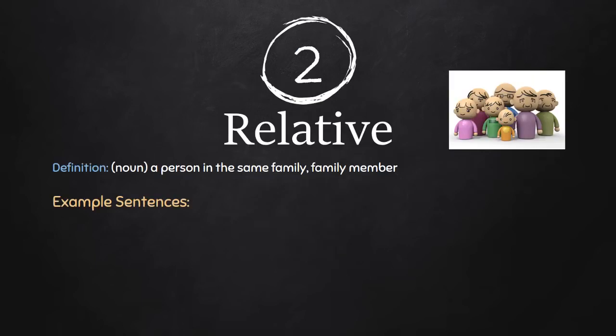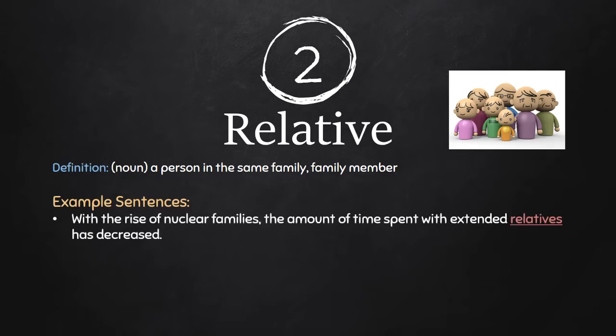Next is relative. A relative is a person in the same family, or a family member. And some example sentences. With the rise of nuclear families, the amount of time spent with extended relatives has decreased. So we have nuclear families, this is like the parents and the children, and then extended relatives. Extended relatives would be relatives like aunts and uncles and cousins, maybe grandparents.